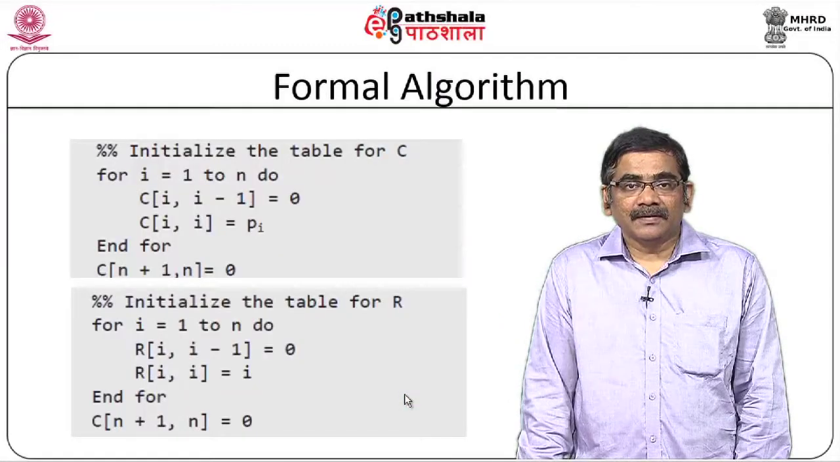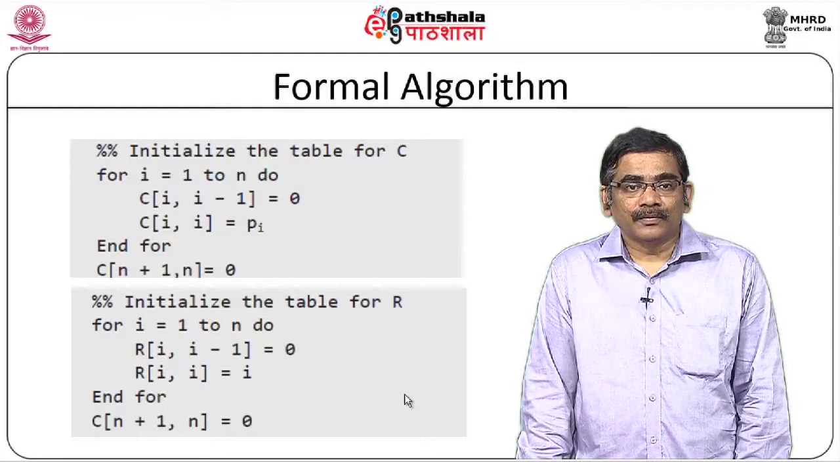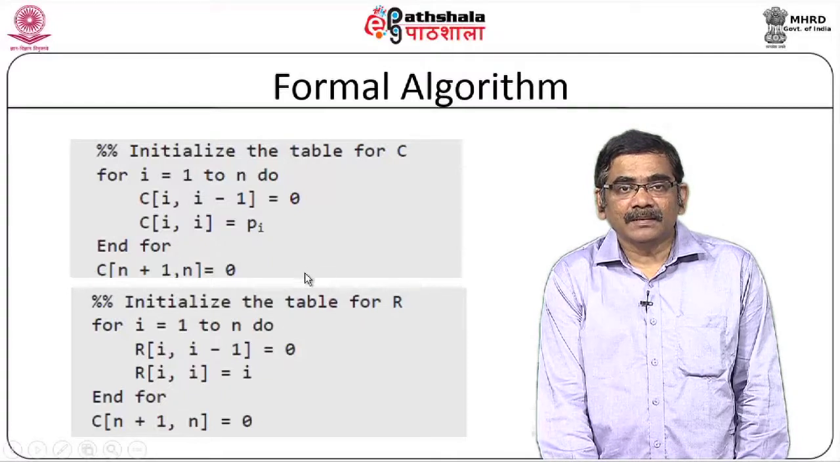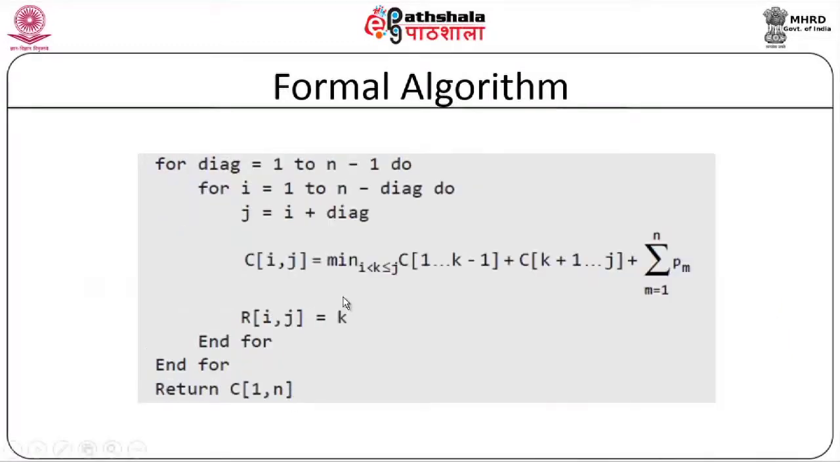So, this is the formal algorithm, and you can see exactly what is happening. N keys are given, and we start a loop. We initialize the table, then we initialize the table for R, which is going to contain the minimum value of k. This is the loop where we construct the entries for the upper triangle. This is a recursive relation. Finally, we return 1 comma n as the result.